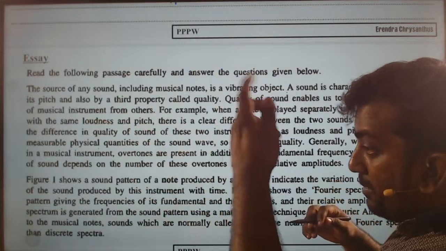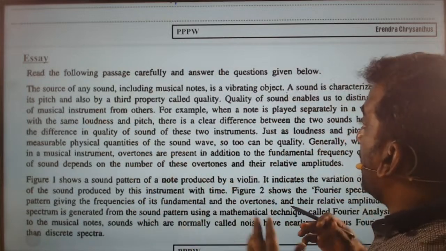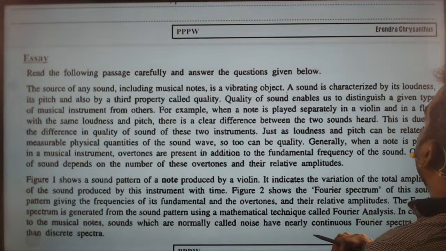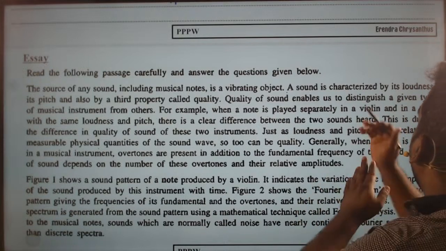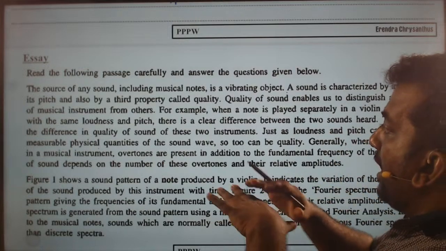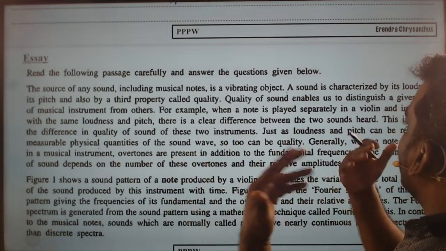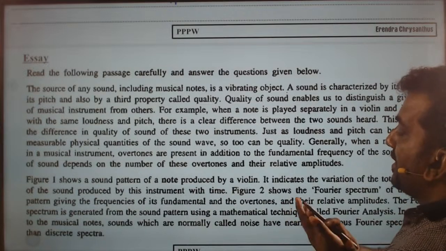I gave the experiment, remember, the famous violin, trumpet and piano. Quality of sound enables us to distinguish a type of instrument. For example, a note is played separately on a violin and a flute with the same loudness and the pitch. There is a clear difference in the two sounds. This is the difference in quality of sound.